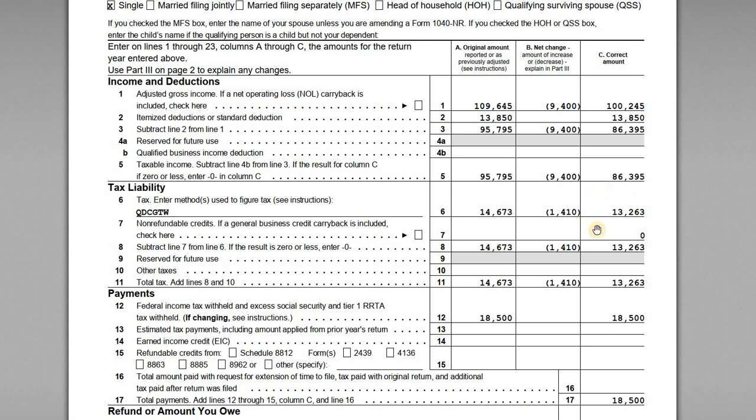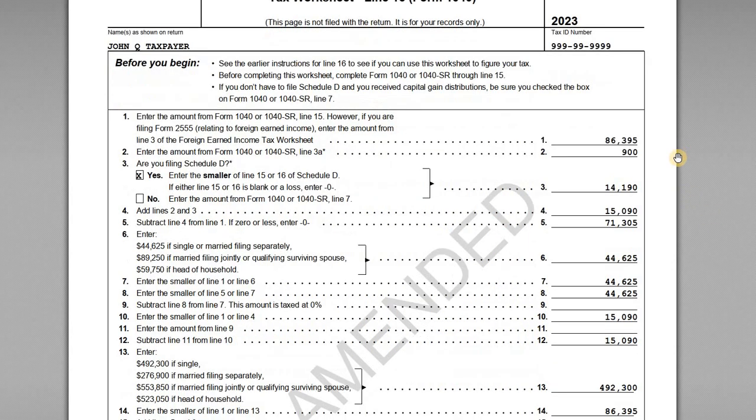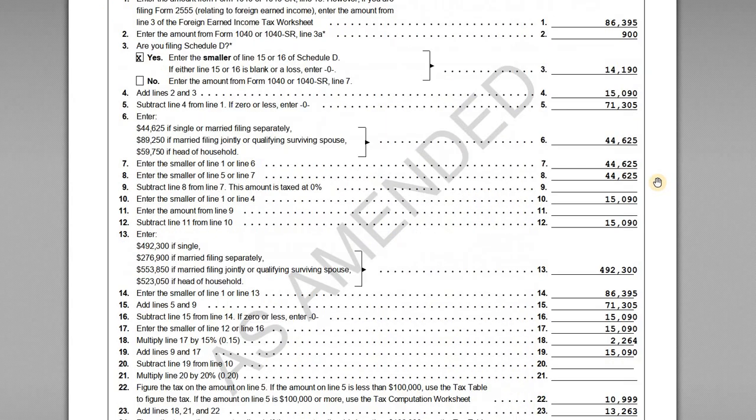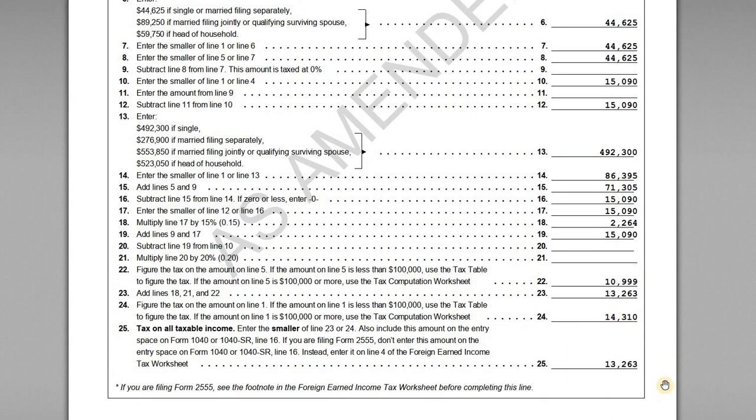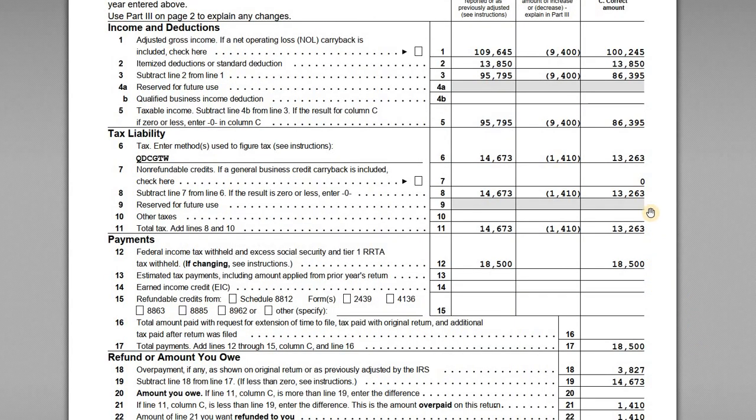And so when he recalculates his tax using the capital gains tax worksheet, I'll jump to that really quickly so you can see that. I won't go through this in too much detail, but this is the qualified dividend and capital gain tax worksheet. He populates all the fields here to calculate the new tax on all of his taxable income. Once all those values are recalculated and you have your new tax liability, $13,263, that is a reduction of $1,410 from the original balance that you owed.